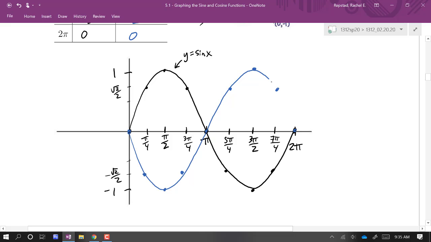And then draw a smooth curve that goes through all these points. And this one in blue, this is negative sine x. What happened when we put a negative sign in front of the function? How is the blue function related to the black one?